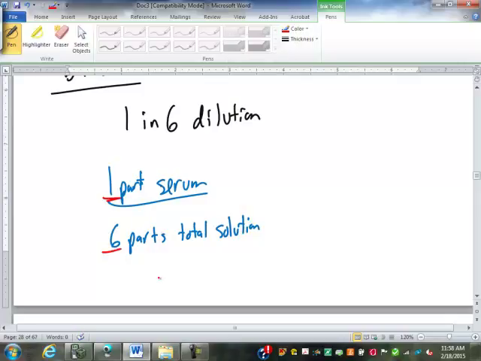That 1:6 dilution is a 1:6 ratio of serum to total. Now what we usually use to dilute it is saline, or NS. So what if I want the ratio of serum to saline, to NS? Well, there's still only 1 part serum, but how do we find out how many parts saline there are? Can anybody tell me how many parts saline would be in there?